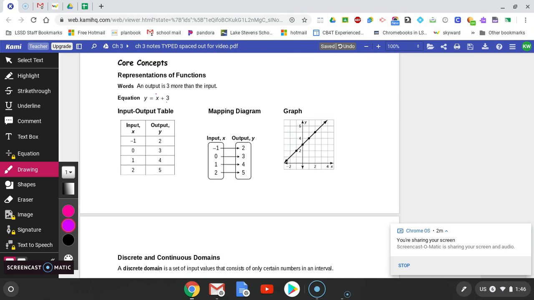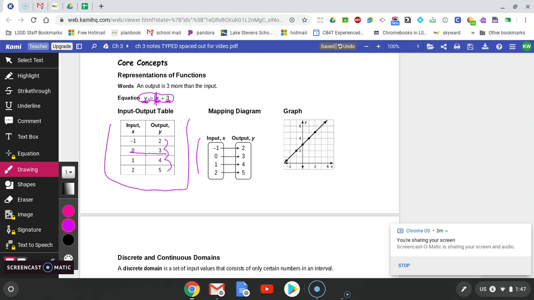All right, so representations of functions. We can use words: output is 3 more than the input. That can be translated as this equation right here. Output is what y can be, and it's 3 more than the input. Input is what x can be, so we're adding 3 to the input to get our output. This table represents the exact same equation, y equals x plus 3. You can see it has a y-intercept of 3. My x is 0, y is 3, so that means a y-intercept of 3, and it's going up by 1 each time. So that shows that it has a slope of 1, which is what that equation also had.